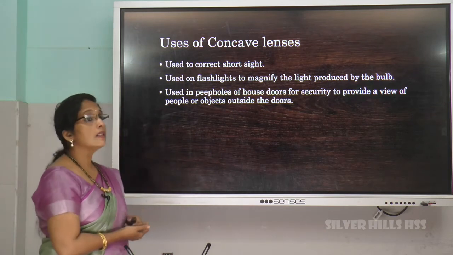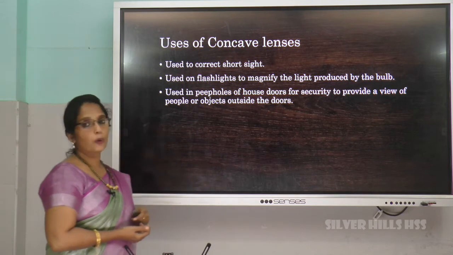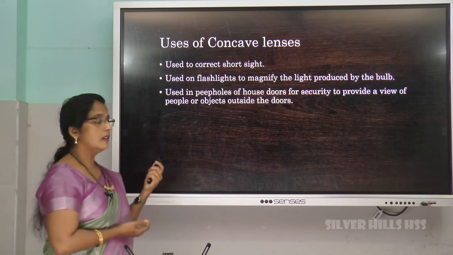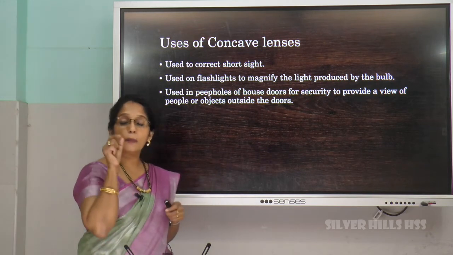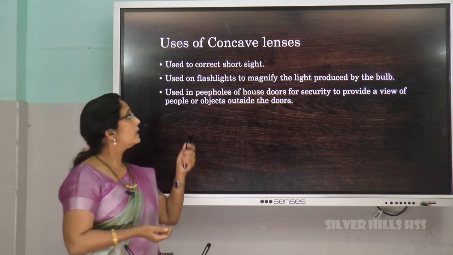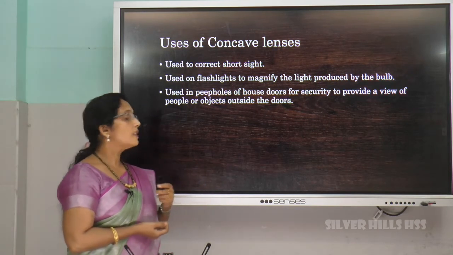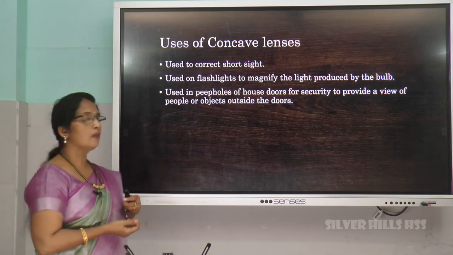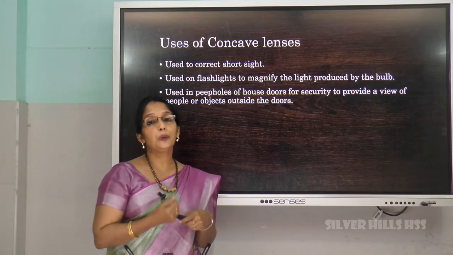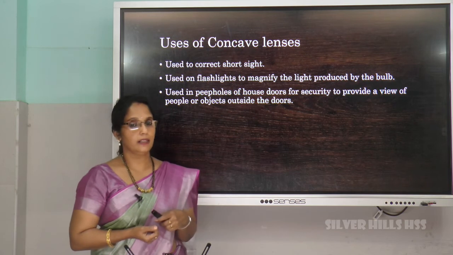Then another one, this lens is used in flashlights to magnify the light produced by the bulb. In flashlights, we are using concave lenses. Then in some of your house doors there may be a lens fitted just to find out who is outside. That lens is concave lens, used in peepholes of houses for security, to provide a view of people or objects outside the door. These are the uses of convex lens and concave lens.